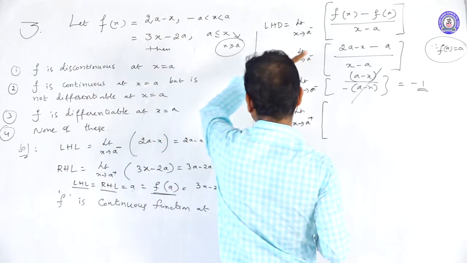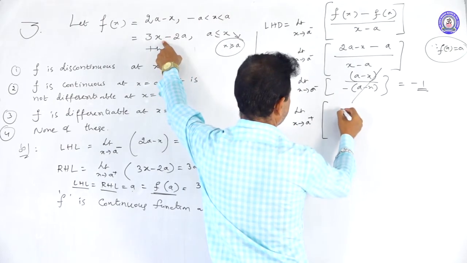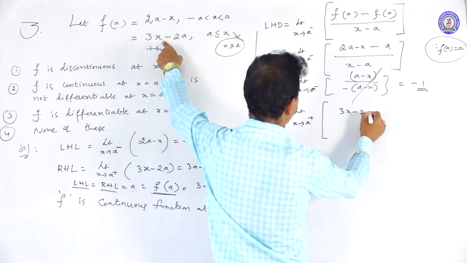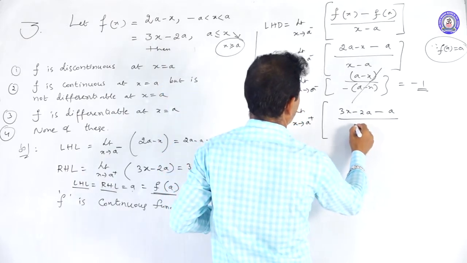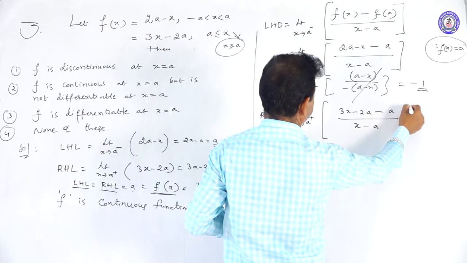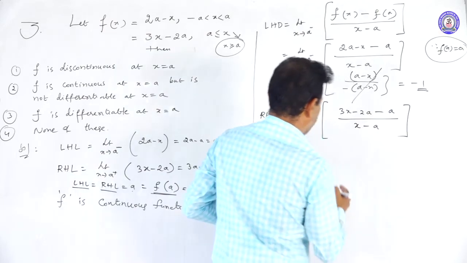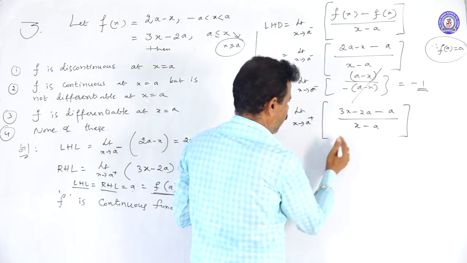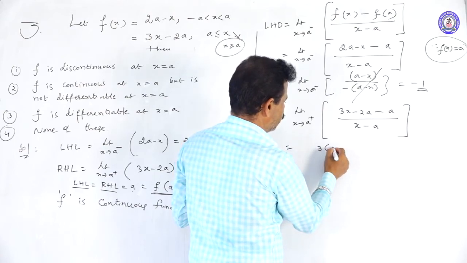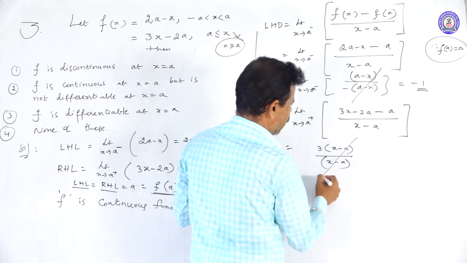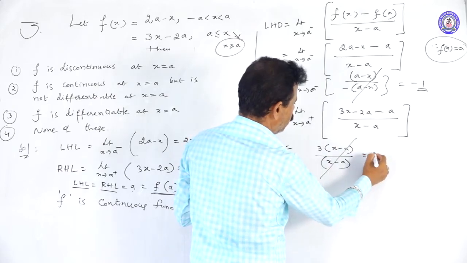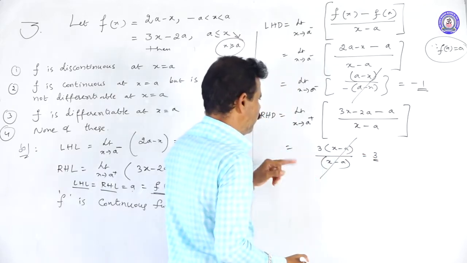Here f of x minus f of a, the denominator is x minus a. Here 3x minus 3a, 3 is common, so 3 into x minus a by x minus a. The x minus a gets cancelled, it is equal to 3. This is the right hand derivative.